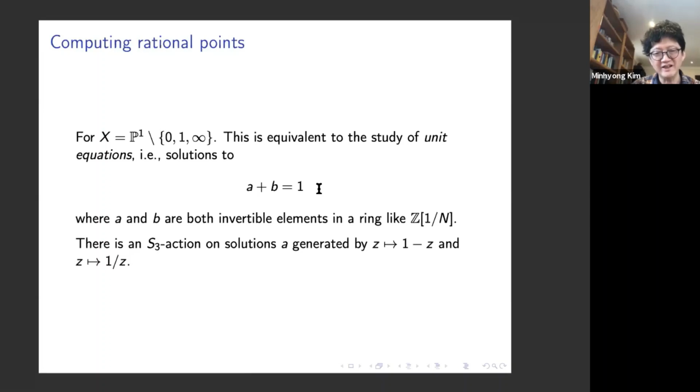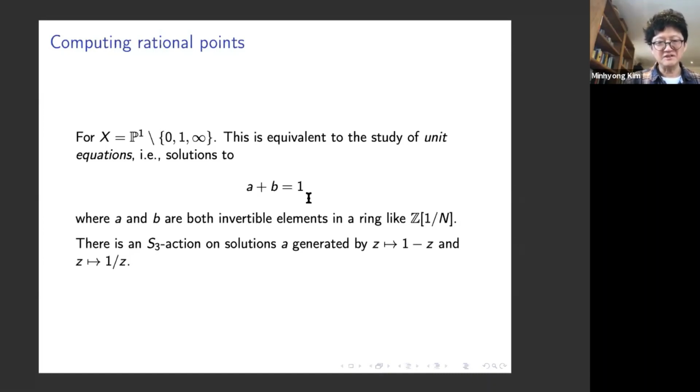You're looking for A and B such that A plus B is 1, but where A and B should both be invertible elements. So if you're looking for solutions inside points of this curve inside a ring like Z[1/N], where you just allow denominators that are the prime powers that occur in N, then the Z[1/N] points of X just correspond to solutions to these equations, where A and B are both units inside this ring. So that's kind of a very classical problem.